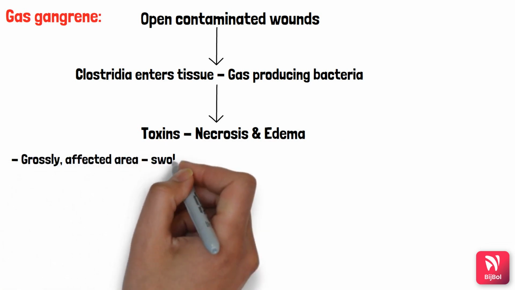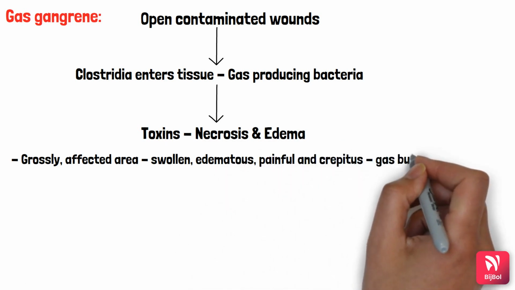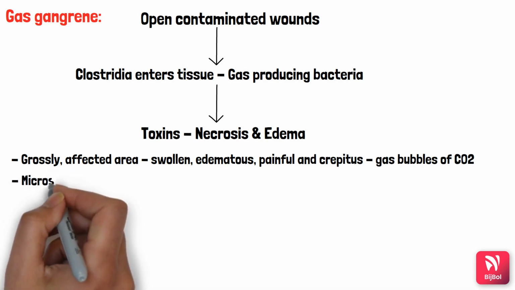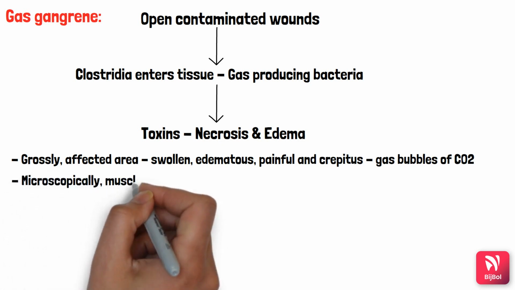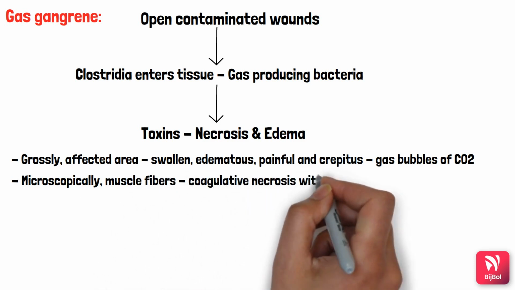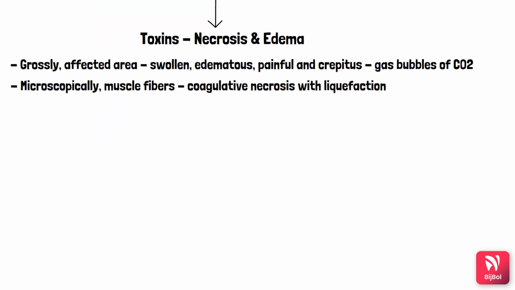Grossly, if you see the affected area, it will be swollen and edematous because of the toxins, and it will also be painful, and crepitus may be heard because of the presence of gas bubbles of carbon dioxide, which are produced by the bacteria, that is Clostridium. And microscopically, as it mainly occurs in muscle tissue, the muscle fibers will show coagulative necrosis, and sometimes liquefaction. So this is about gangrene.